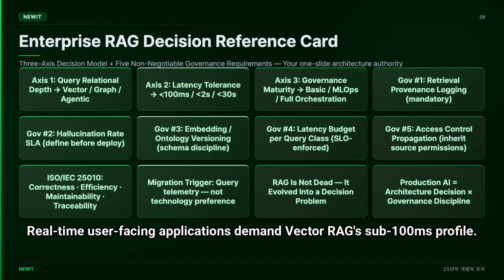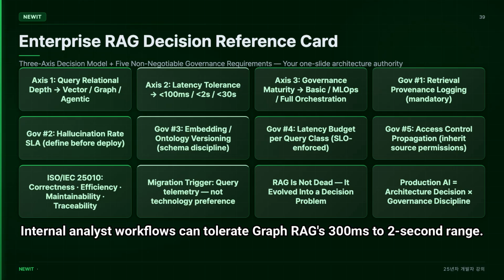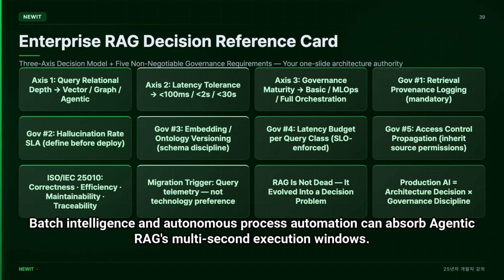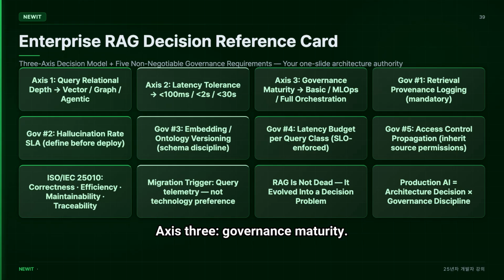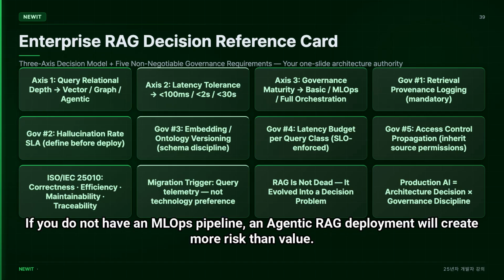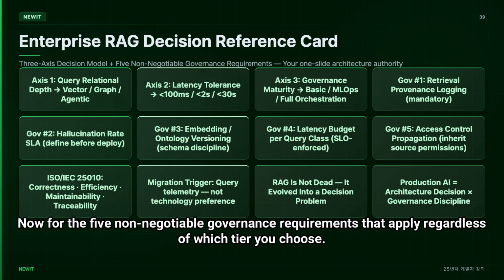Axis 2, latency tolerance. Real-time user-facing applications demand Vector RAG's sub-100 millisecond profile. Internal analyst workflows can tolerate Graph RAG's 3 milliseconds to 2-second range. Batch intelligence and autonomous process automation can absorb Agentic RAG's multi-second execution windows. Axis 3, governance maturity. Be honest about where your organization sits. If you do not have an MLOps pipeline, an Agentic RAG deployment will create more risk than value.